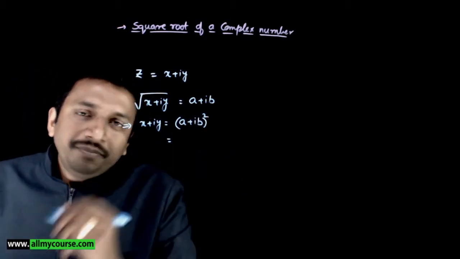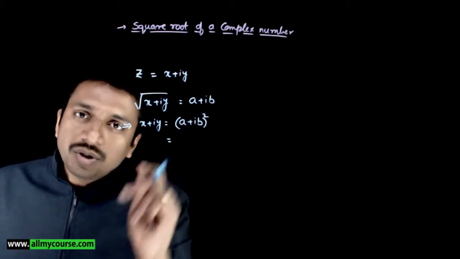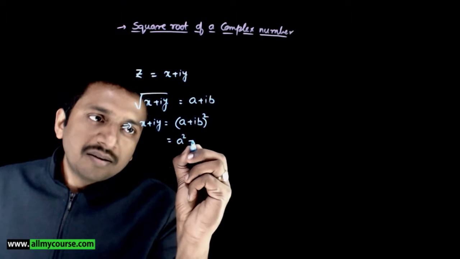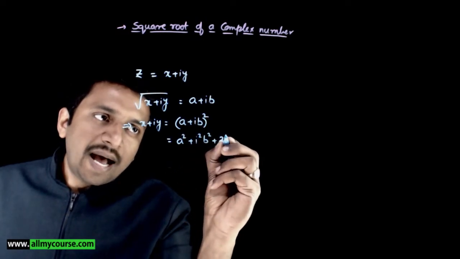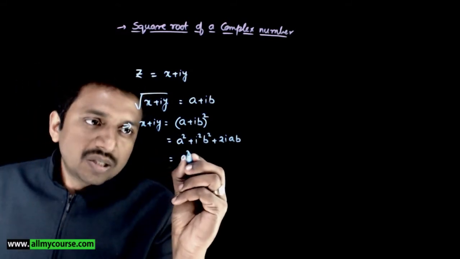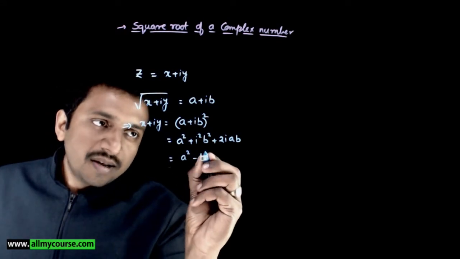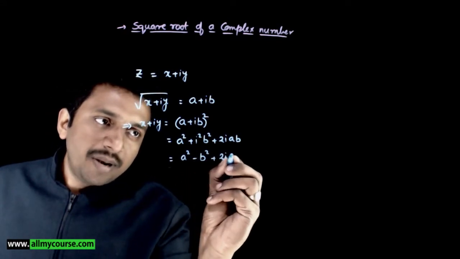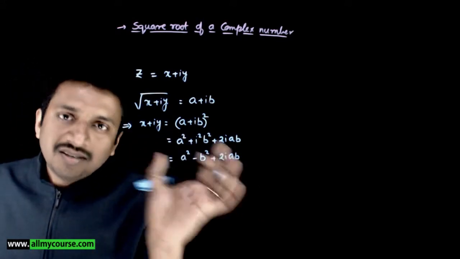So what is a plus ib whole square? This is of the form a plus b whole square. So a square plus i square b square plus 2iab. That is equal to a square, and i square is nothing but minus 1, so a square minus b square plus 2iab. And x plus iy is this complex number.